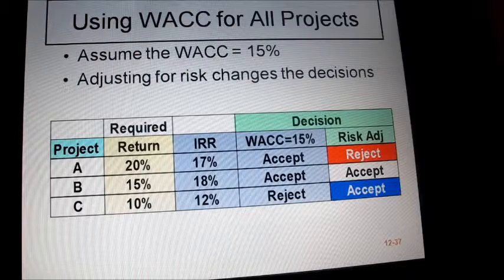Here we're assuming once again the WACC is 15%, adjusting for risk changes the decision. We already talked about the fact that we looked at the IRR versus the WACC. We made accept decisions based on that. Now, if we were looking at the required return here, it's a little different, right? We have 20%, 15%, and 10%. And here we're showing that when the IRR is greater than the required return, we have an accept. And when the IRR is less than the required return, we have a reject. So IRR is greater than the required return.